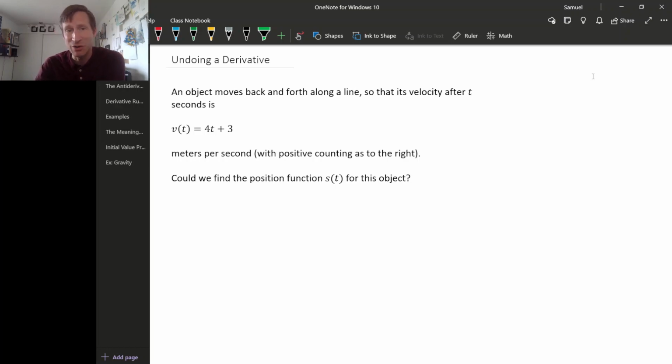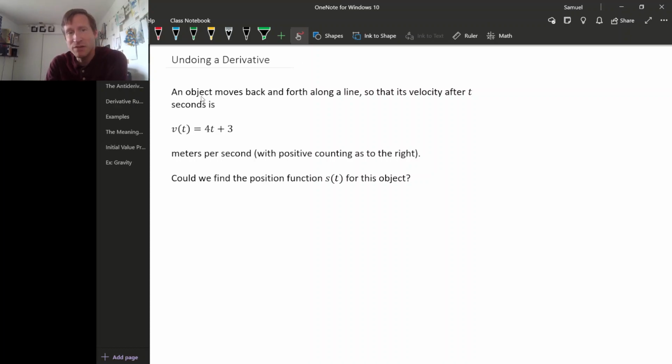We've learned a lot about calculating derivatives given a function, but sometimes you actually want to go the other way. Sometimes you want to start with a function and instead of calculating its derivative, find a function whose derivative is the one that you started with.